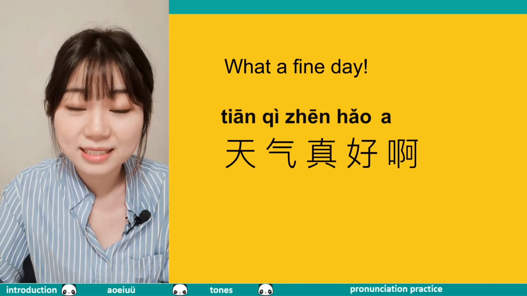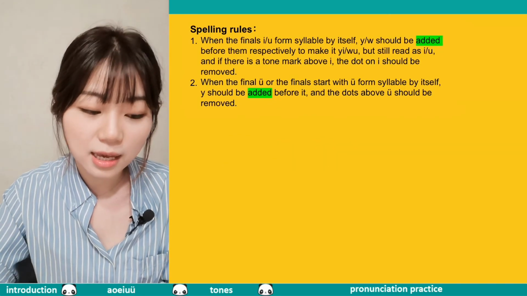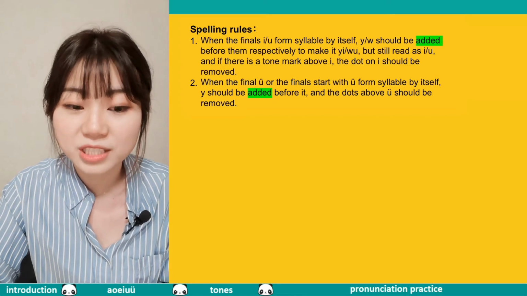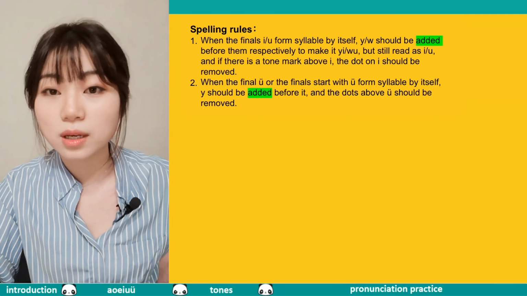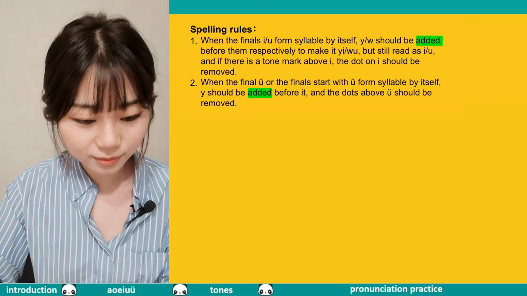Alright, you may ask why we only practice with a, o, e. Why don't we practice a, o, e, i, u, ü? Well, because a, o, e can stand as a syllable by itself without changing or adding other letters, but if you want to add tones on a, o, e, i, u, ü, we have some spelling rules here.